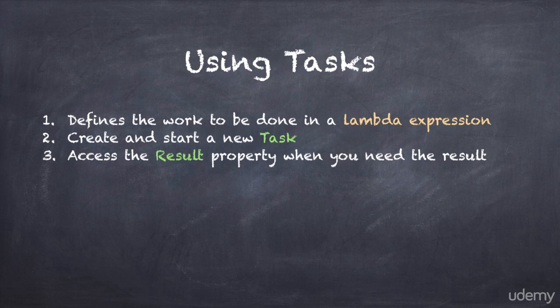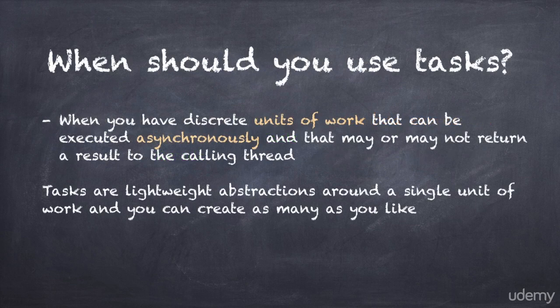So, when should you use tasks? Well, anytime when you have discrete units of work that can be executed asynchronously and that may or may not return a result to the calling thread. Tasks are lightweight abstractions around a single unit of work, and you can create as many as you like. Hundreds or thousands of tasks are no problem at all. Even millions of tasks is possible if you are careful.